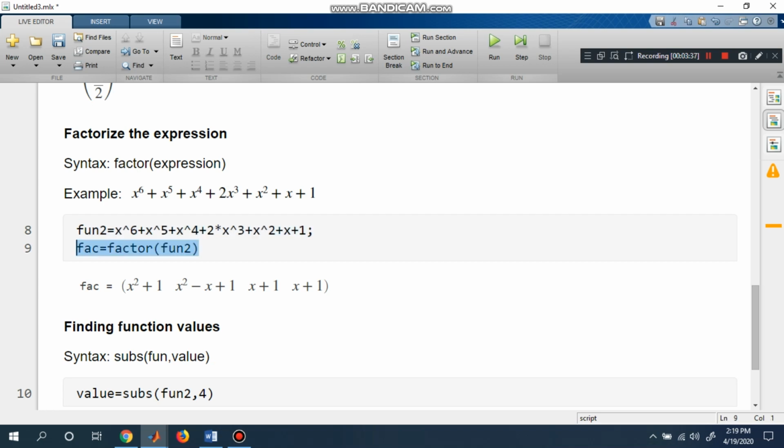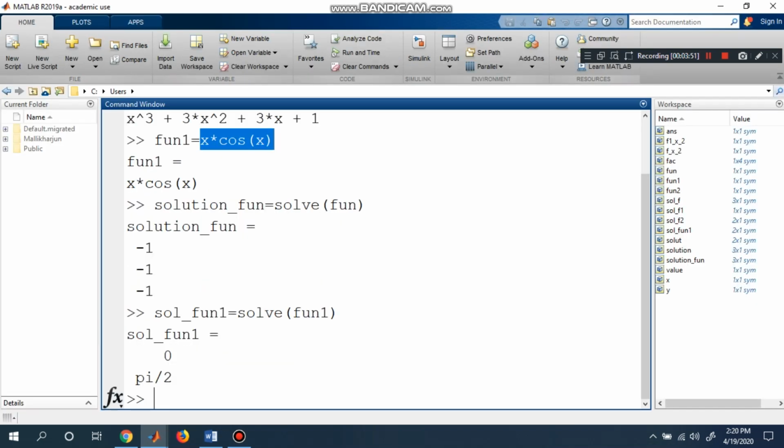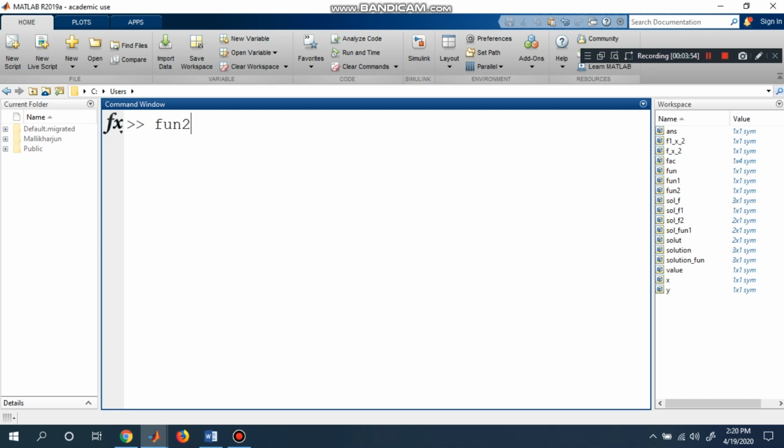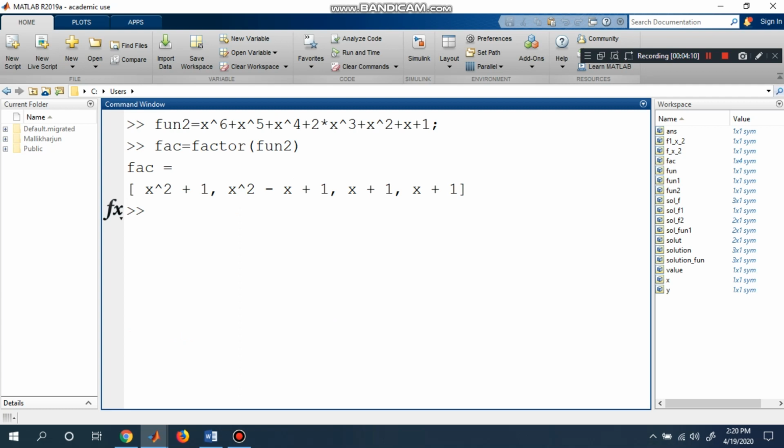See here, these are the factorization for that, and let us see how to type the same thing in the command window. First I will clear the command window. Suppose function 2 is equal to, this is the same thing I typed here. Now this is function 2. Now I would like to find the factorization, so suppose factor of function 2, let us see what we will get. So these are the factors of this huge polynomial. Here the polynomial is of degree 6.